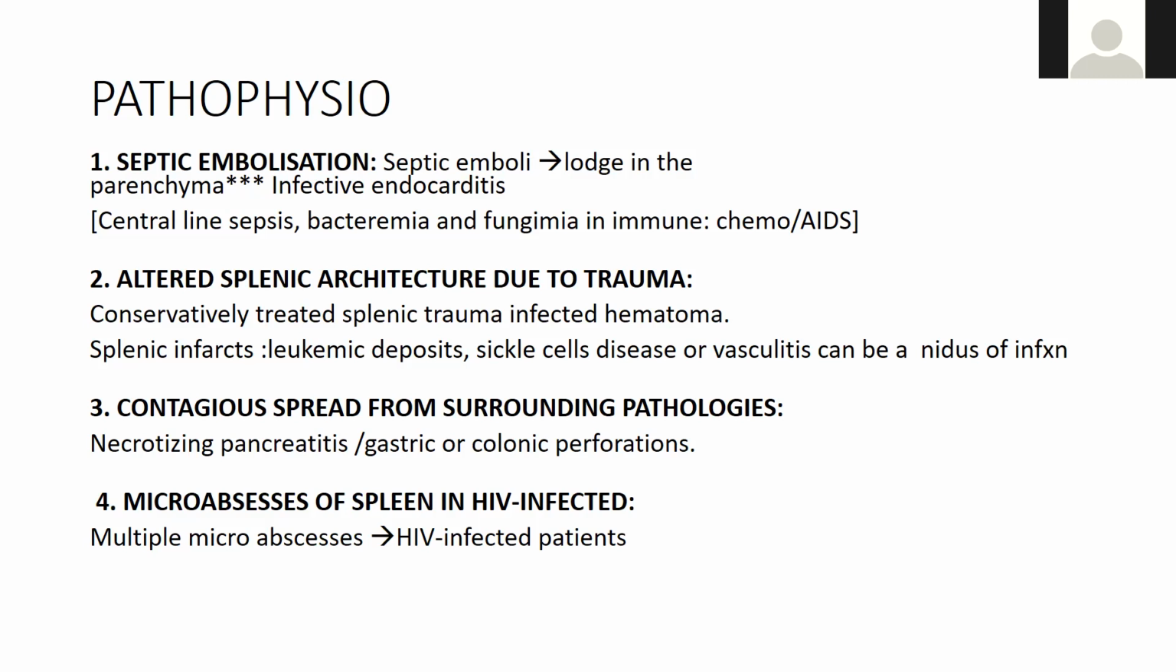And apart from infective endocarditis, this is the most common pathophysiology for patients who have central line sepsis. Those have a fungal infection, and also patients who are immunocompromised, especially those who use long central lines for chemotherapy in our patients with underlying malignancies. And apart from that, those patients with HIV and AIDS.